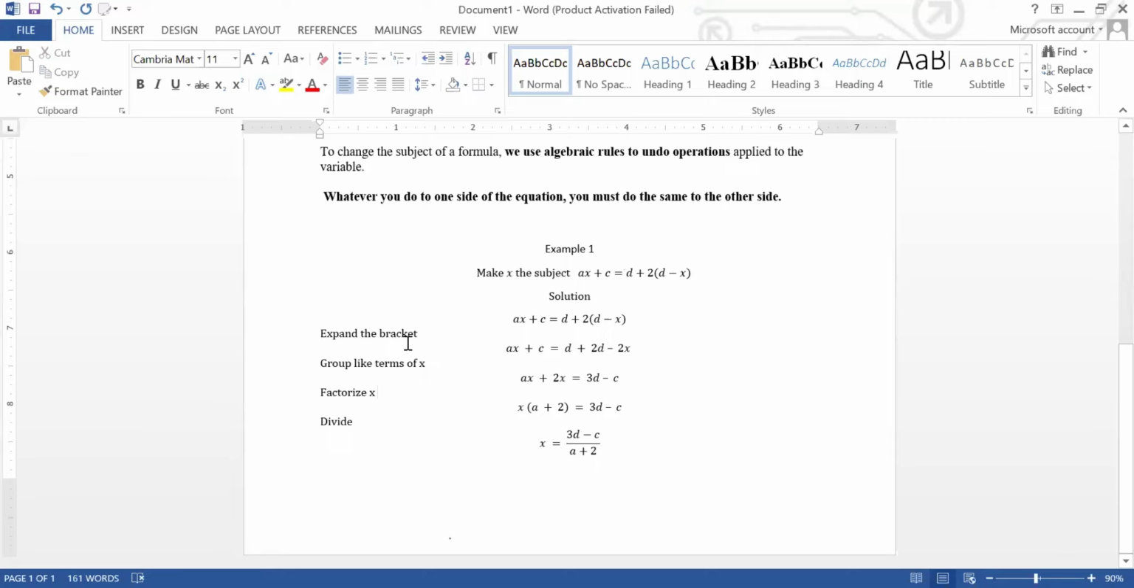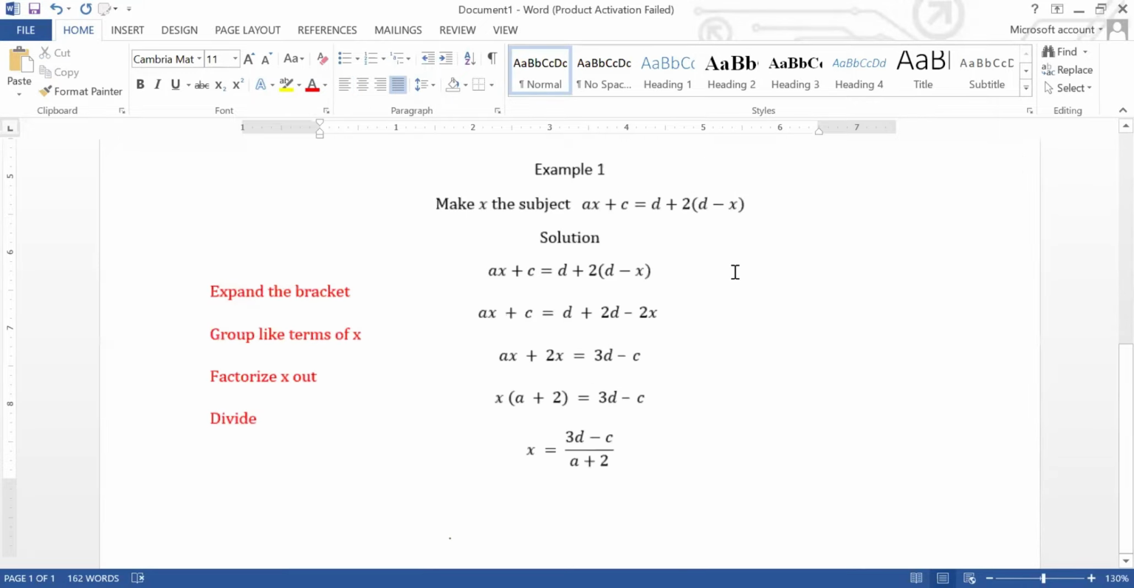So that is it. We expand the bracket. We group like terms of x. We factorize x out. And then we divide through by the unwanted variable. The one we didn't want was a plus 2. So we divide. So that is it. As easy as that.